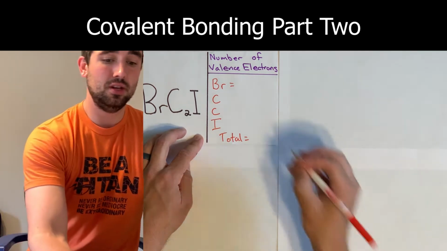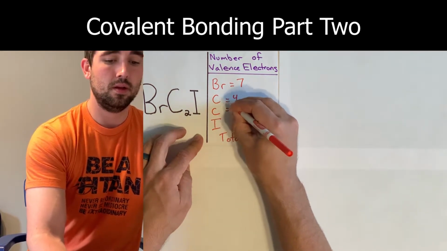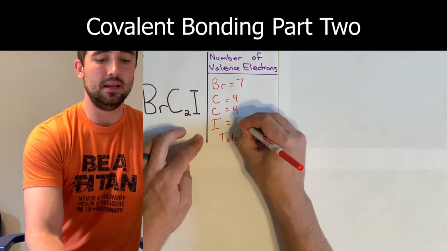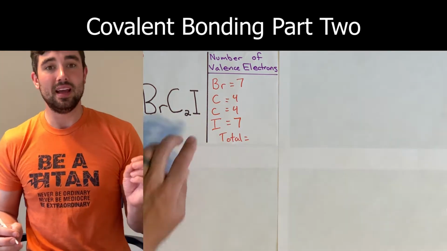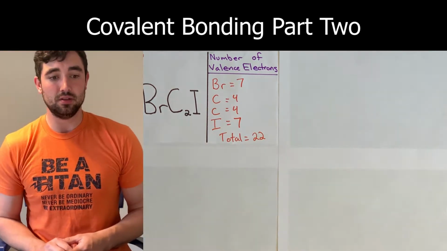Bromine's a halogen, it's going to have 7 electrons. Carbon is 4, and iodine is 7 as well. That gives us a total of 22 valence electrons.